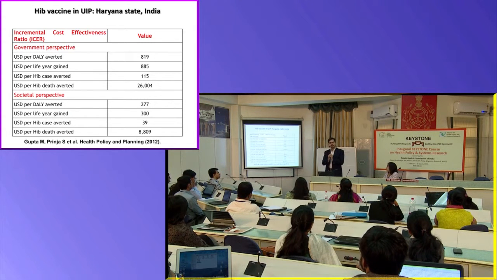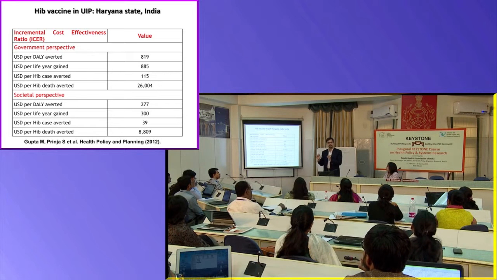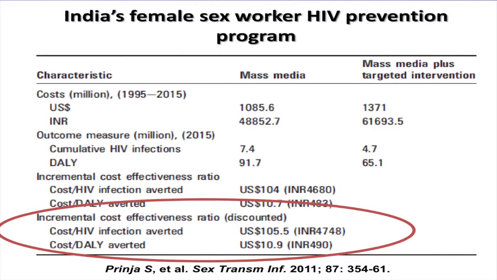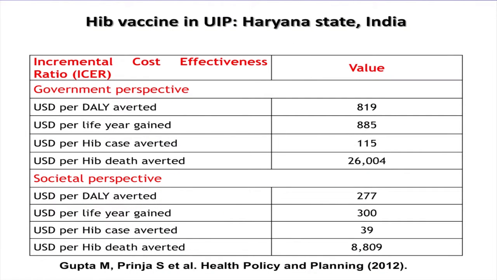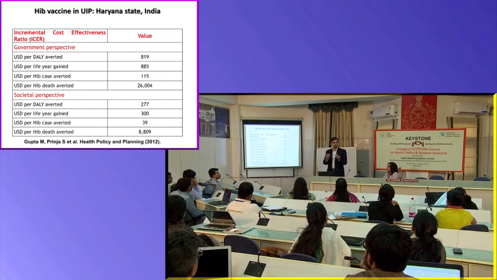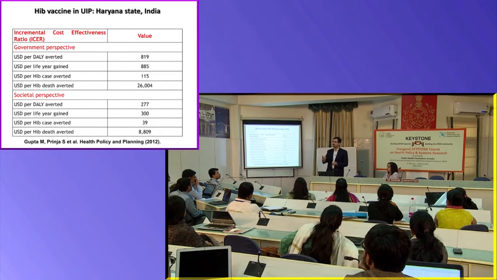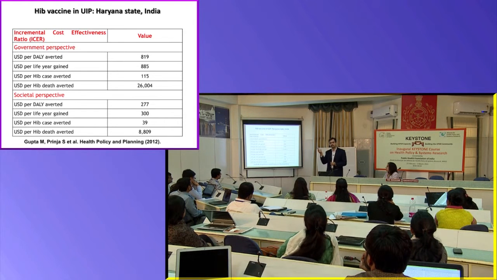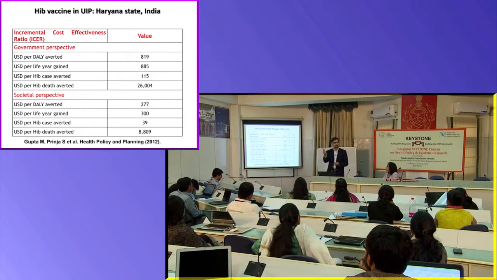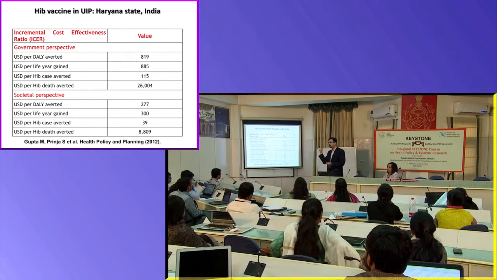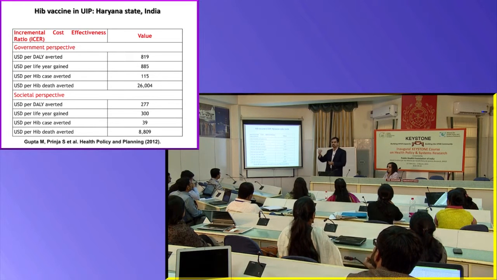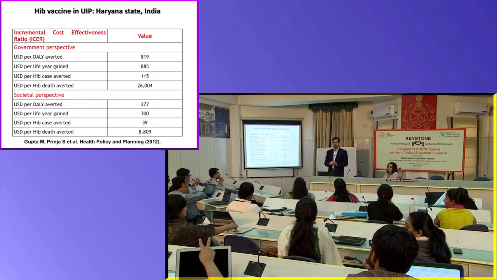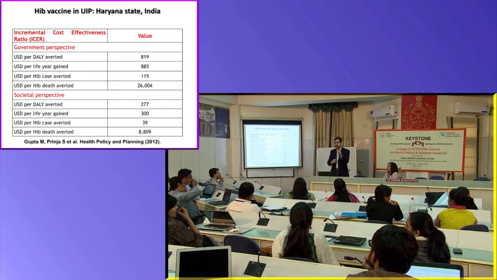So between the sex workers targeted intervention program and the Hib vaccine, which one would you invest your resources in? $11 compared to $819. $11 is much less. So we will invest in that intervention which gives us much better value for the same DALY averted. We have to spend just $11 there and $820 there. So that is the extent of it.